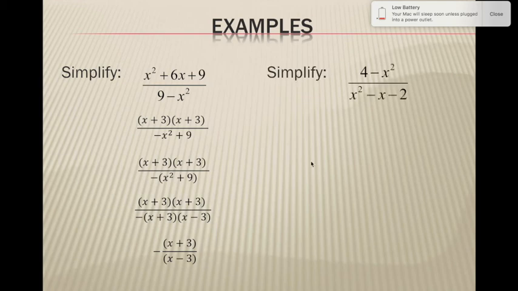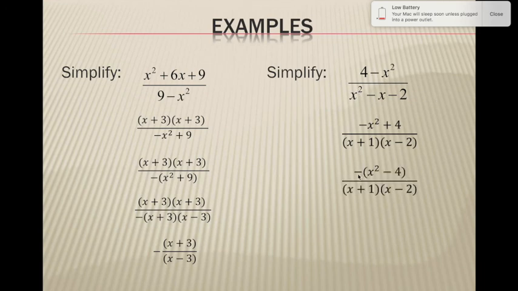Okay, we'll do the same over here. So I'm going to rearrange, and then I'm going to factor the bottom. Then I'm going to factor out a negative. Then this becomes a perfect square binomial, so then it becomes x plus 2 and x minus 2. My x minus 2 cancel out, leaving me with x plus 2 over x plus 1, all negative.